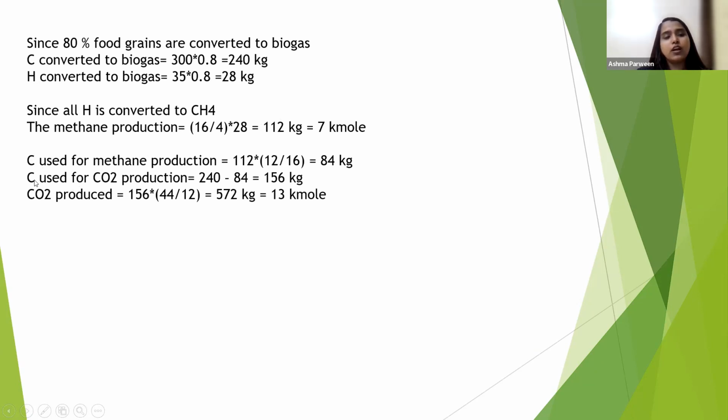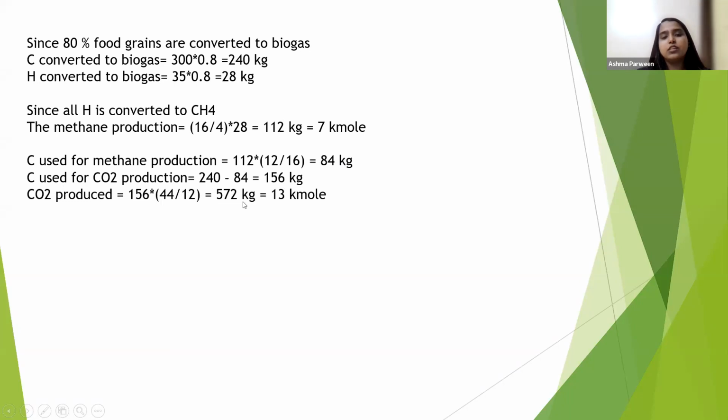And next we will calculate how much carbon is converted to CO2, or what is the amount of carbon used for CO2 production. So we have a total of 240 kg of carbon in the biogas. Out of this 240 kg, we have 84 kg of carbon in the methane. So the remaining carbon will be converted to CO2. So the carbon used for CO2 production will be 240 minus 84, that is 156 kg. So the CO2 produced will be 156 into 44 by 12. 44 is the molar mass of CO2 and 12 is the molar mass of carbon. And we will get 572 kg of CO2.